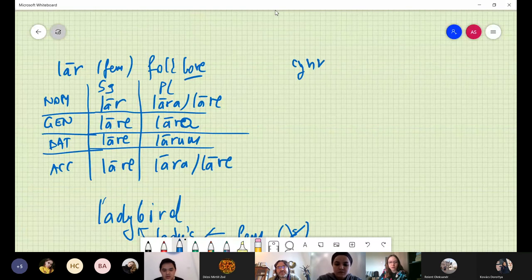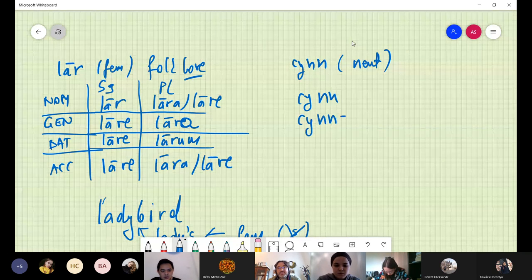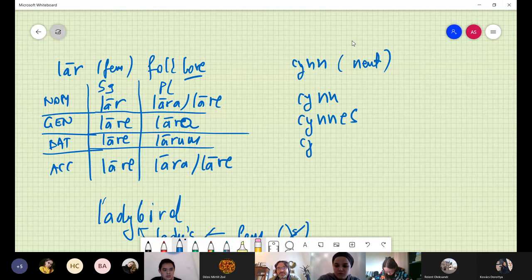Let me give you an example. This is the word cyn. Does anybody know what the word means? And it still survives. Kin. This is the word kin, meaning relationship, right? Kin. So this used to be a neuter noun, and it looked like this. The nominative was cyn. The genitive was cynnes. The dative was cynne, and the accusative was cyn.